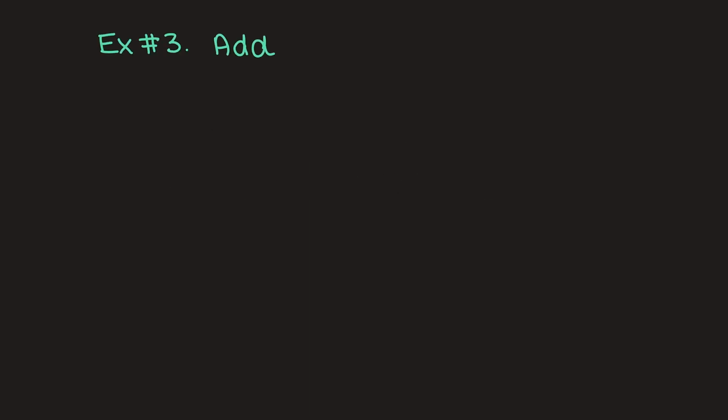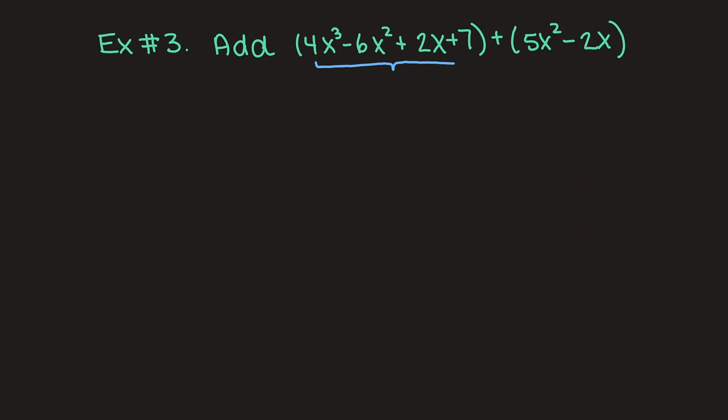So for example 3, we want to add the two polynomials together. Normally, we would simplify what's inside the parentheses first, but since we can't combine anything inside those parentheses, we can just remove the parentheses. Now we want to combine the like terms.